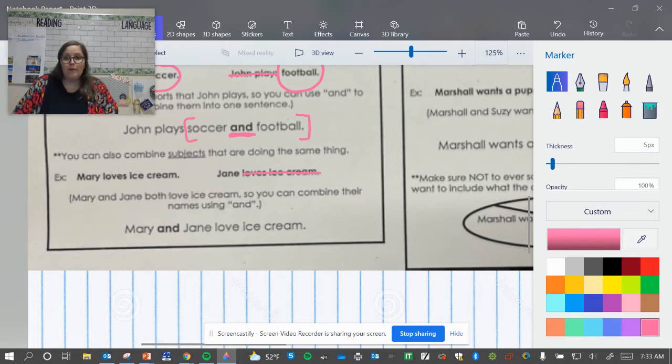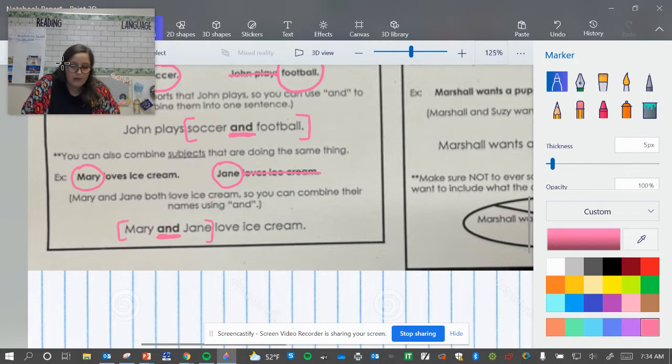So who are the two people that love ice cream? Mary and Jane. Let's circle them. Mary and Jane. So you guessed it, we're making an and sandwich. Because Mary and Jane both love ice cream, you can combine their names using the word and. Look, here's my and, underline and. I'm making an and sandwich with Mary and Jane.